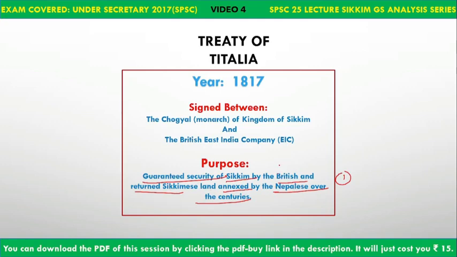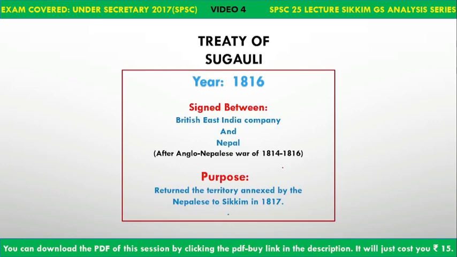Now let us move on to the second treaty, the Treaty of Sugauli. This treaty does not have any direct relation with Sikkim, as it was signed between the British East India Company and Nepal. But why is this Treaty of Sugauli important in Sikkim's context? Because through this treaty, the Sikkimese territories annexed by the Nepalese were returned to Sikkim in 1817.